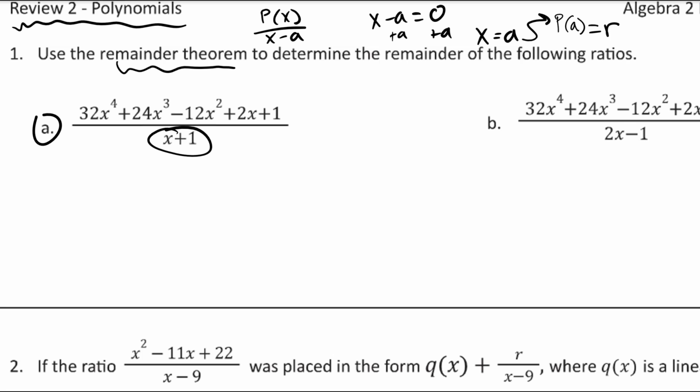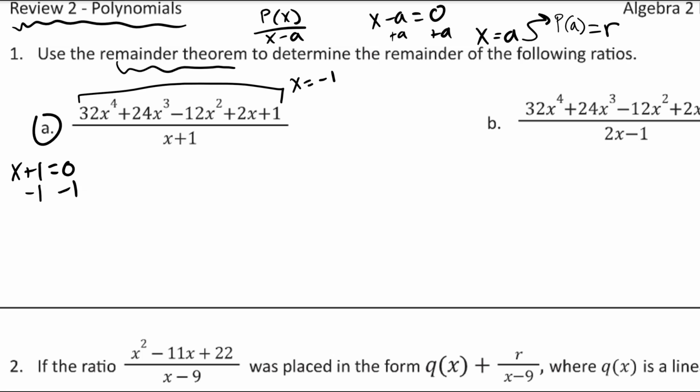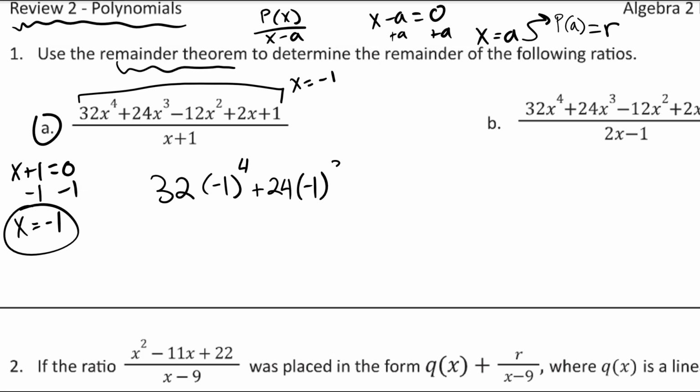I'm dividing by x plus 1. So what I'm going to plug into the numerator of that polynomial is x equals negative 1. Now I get that just from looking at that denominator x plus 1 and setting it equal to 0. You don't always need to show that work if you could solve that in your head, but that's how I get that negative 1 there. Then, everywhere I see an x in the numerator, I would substitute in negative 1. So it would look something like this.